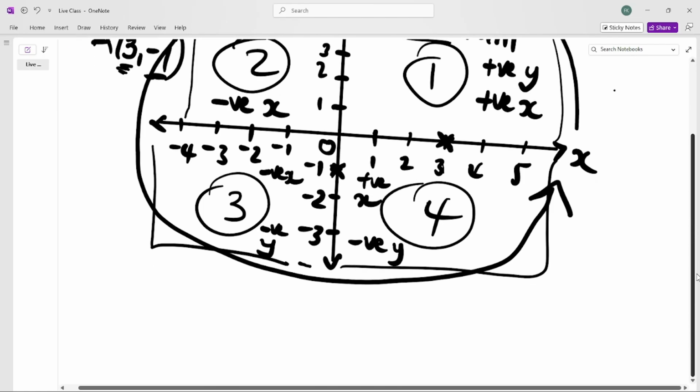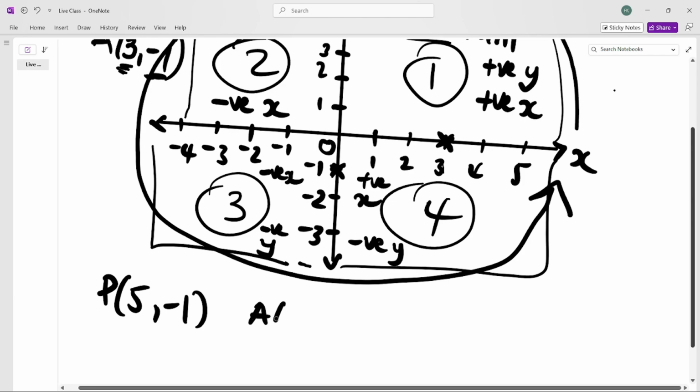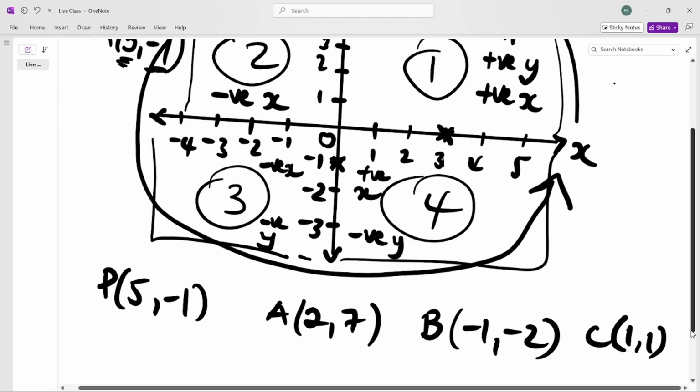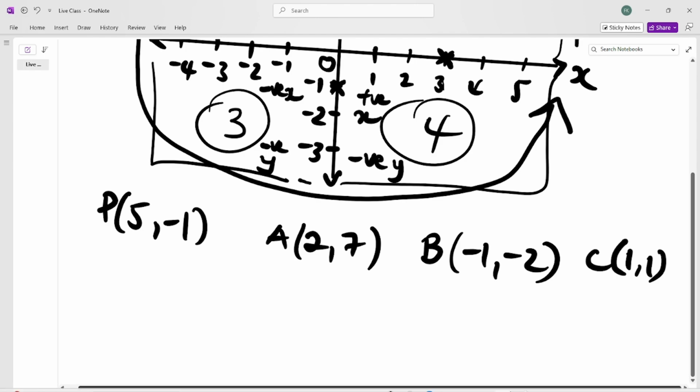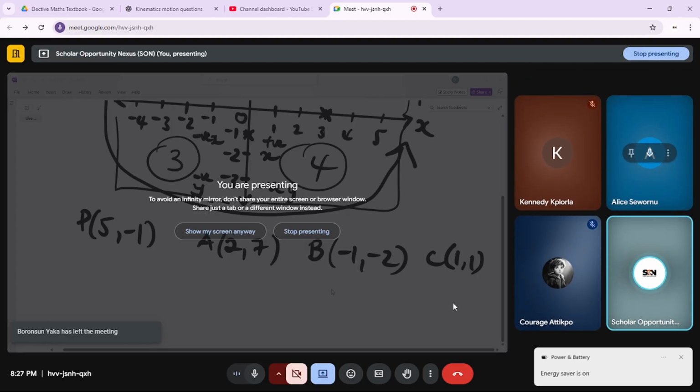Okay. Now I'm going to give you a point, and you tell me the quadrant to which it belongs. I have P, 5, negative 1. Let me not trick you yet. A, 2, comma 7. B, negative 1, comma negative 2. And C, 1, comma 1. So these are the points that I have. Our task now is to find the quadrant in which each of them belongs.